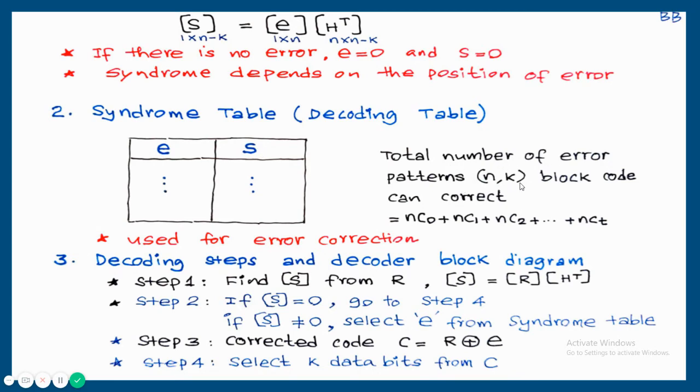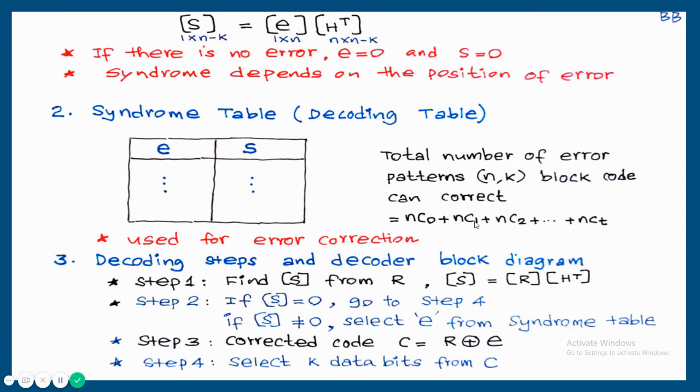Total number of error patterns an (N, K) block code can correct is equal to NC0 plus NC1 plus etc. plus NCT. This is a part of Hamming bound condition. NC0, there is no error. NC1 is actually 1-bit error. NC2, 2-bit error, etc. NCT actually T-bit error combination. So meaning of this NC0 is number of combinations without any error. There is only one error pattern.